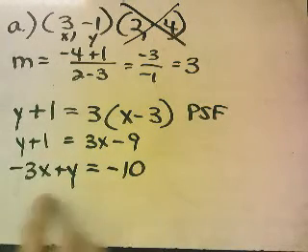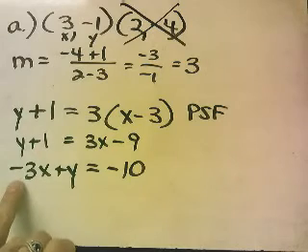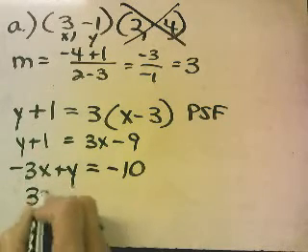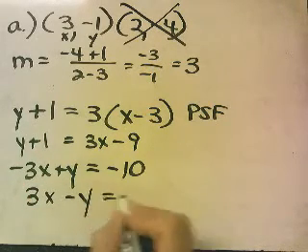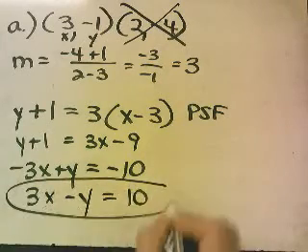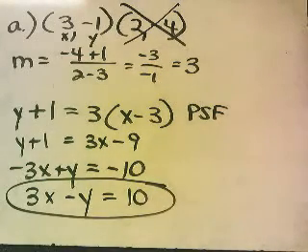Now this is not standard form because A is negative. So I multiply everything by -1, which changes the sign of every term, and that is my answer: 3x minus y equals 10.